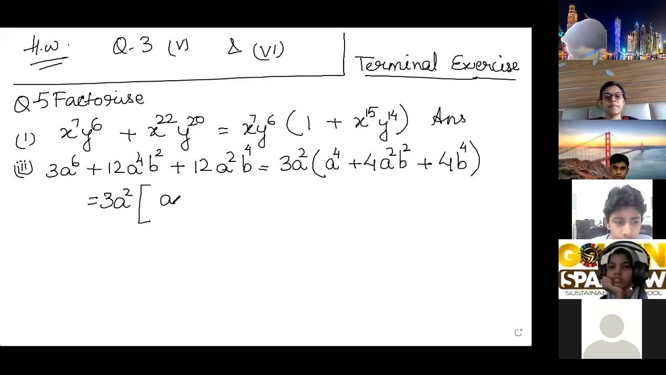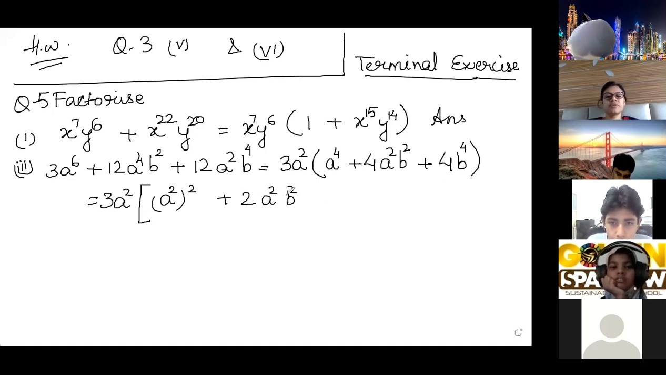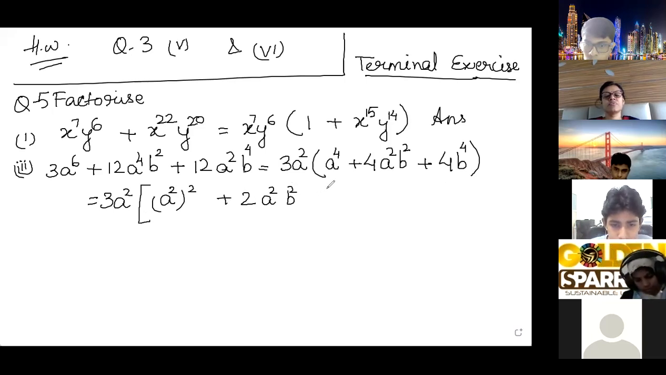A plus b the whole square. Yes, it is a plus b whole square. Very good. You can write it as a square plus 2 into a square into b square. No, it is how much? 4 we are getting over here, no? It is not a plus b. It is 2b square, correct, because it is 4 over here.